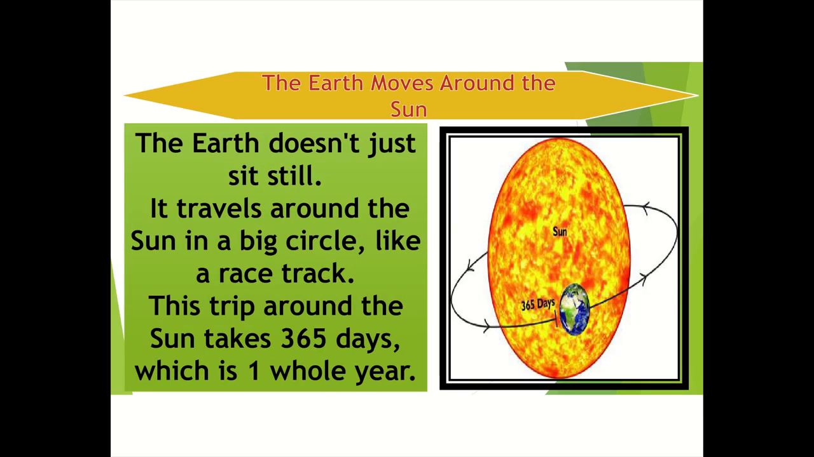The Earth moves around the Sun. The Earth doesn't just sit still. It travels around the Sun in a big circle, like a racetrack. This trip around the Sun takes 365 days, which is one whole year.